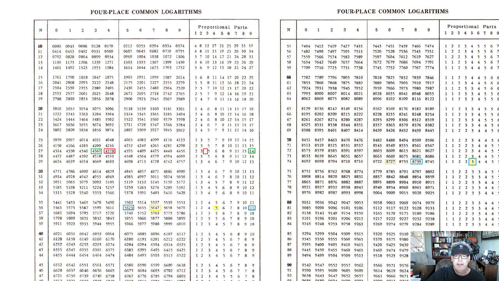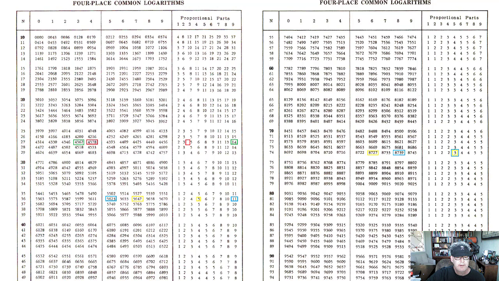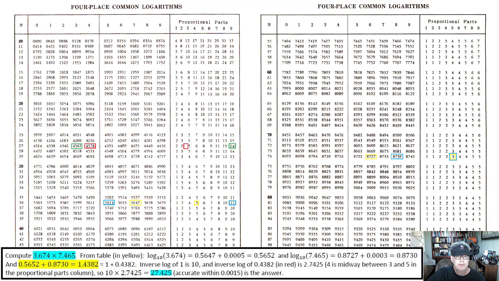Maybe one more multiplication here. I think this will fit here. If I were to multiply 3.674 times 7.465, then the log of 3.674 is 0.5647 plus the proportional part of 0.0005 will give me 0.5652. Whew.